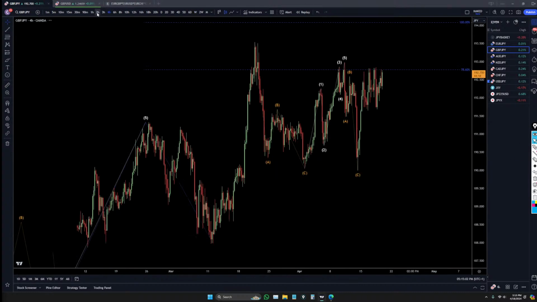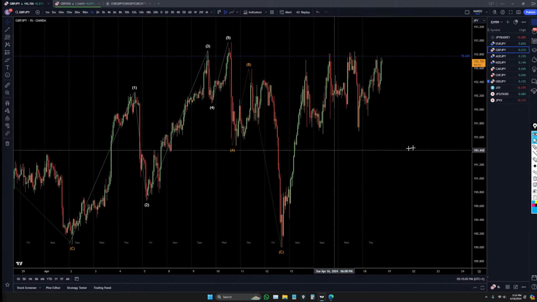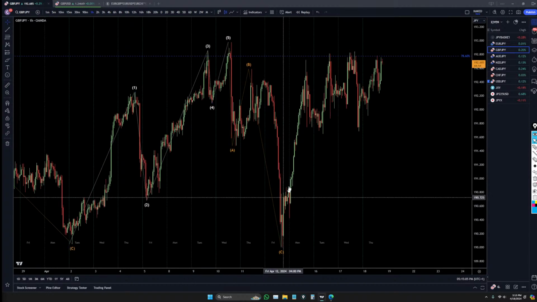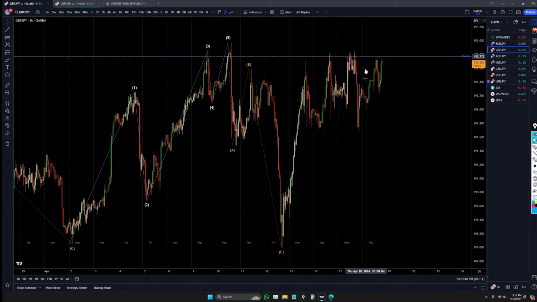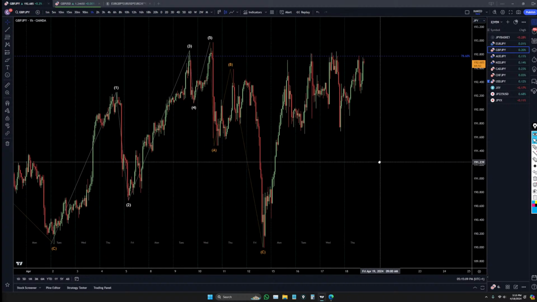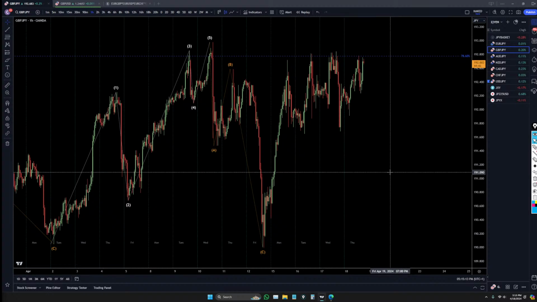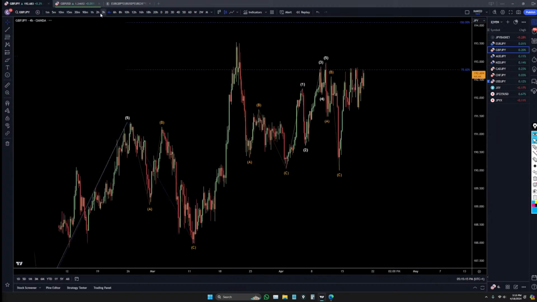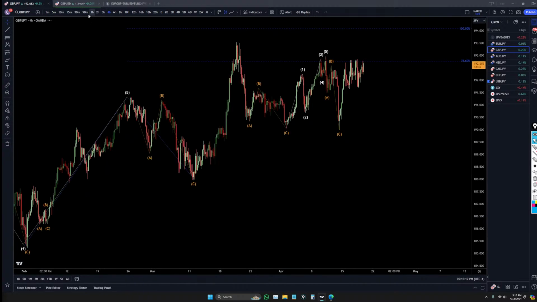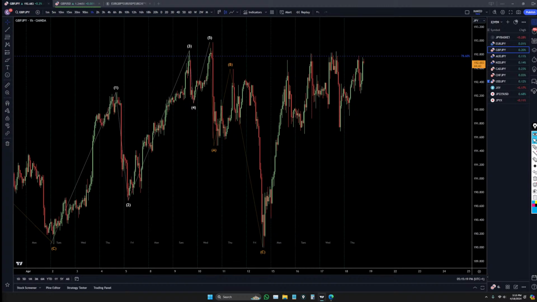I don't really think they can do much about it. Every time they try to intervene, it just makes a pullback and then eventually keeps on drifting up. Like I said, people have been talking about the Bank of Japan intervening for easily probably 2 years now, and I still don't see it happening. So I'm definitely not too concerned about it. Let's keep going.